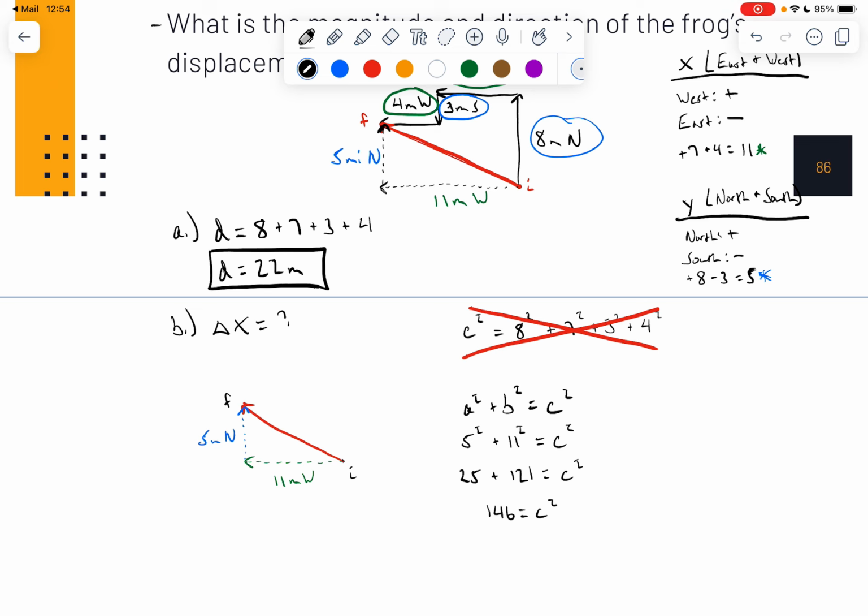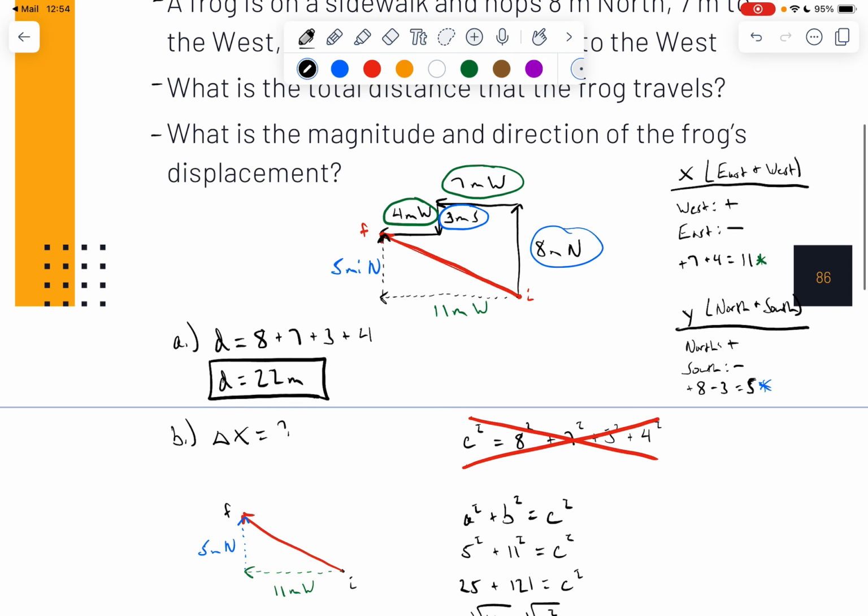So from here, if we want to actually solve for what C is, we have to square root both sides. And again, C is just giving us what we call the magnitude of our displacement. So if we take the square root of 146, that's going to give us 12.1 meters. So the 12.1, again, is what we're going to refer to as the magnitude of our displacement.